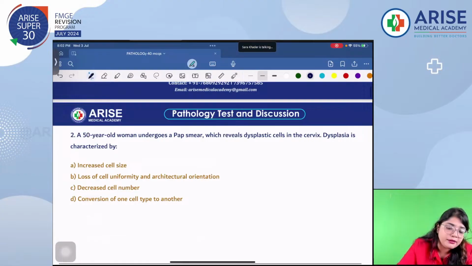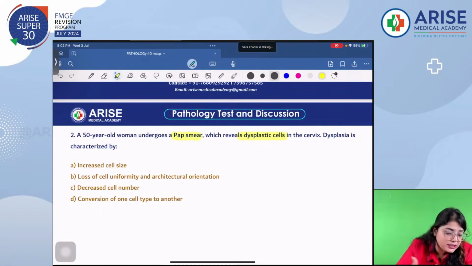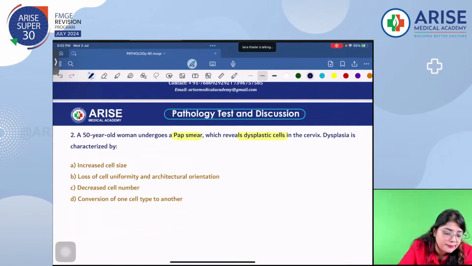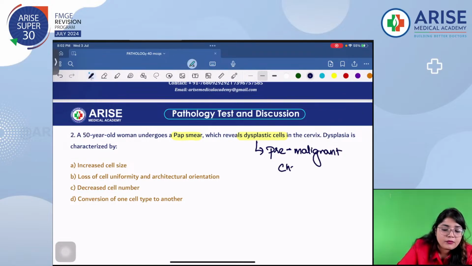A 50-year-old woman undergoes a pap smear and you see dysplastic cells in the cervix. Can anybody tell me what dysplasia is characterized by? If you remember, dysplasia is a pre-malignant change. It comes after metaplasia. If the injury keeps on increasing, then you have dysplastic cells where there is a loss of cell uniformity and architectural orientation.